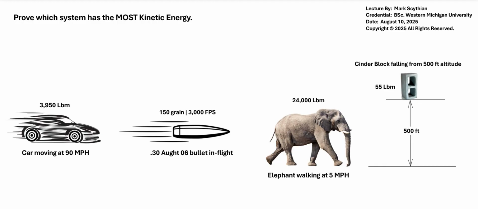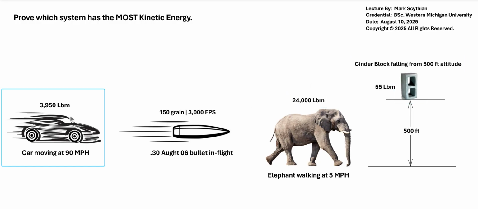So in this lecture, we're going to prove which system has the most kinetic energy. We have on the left here a car moving at 90 miles per hour. Next is a 30-06 rifle bullet in flight, an elephant walking at 5 miles per hour, and then a cinder block falling from 500 feet altitude.